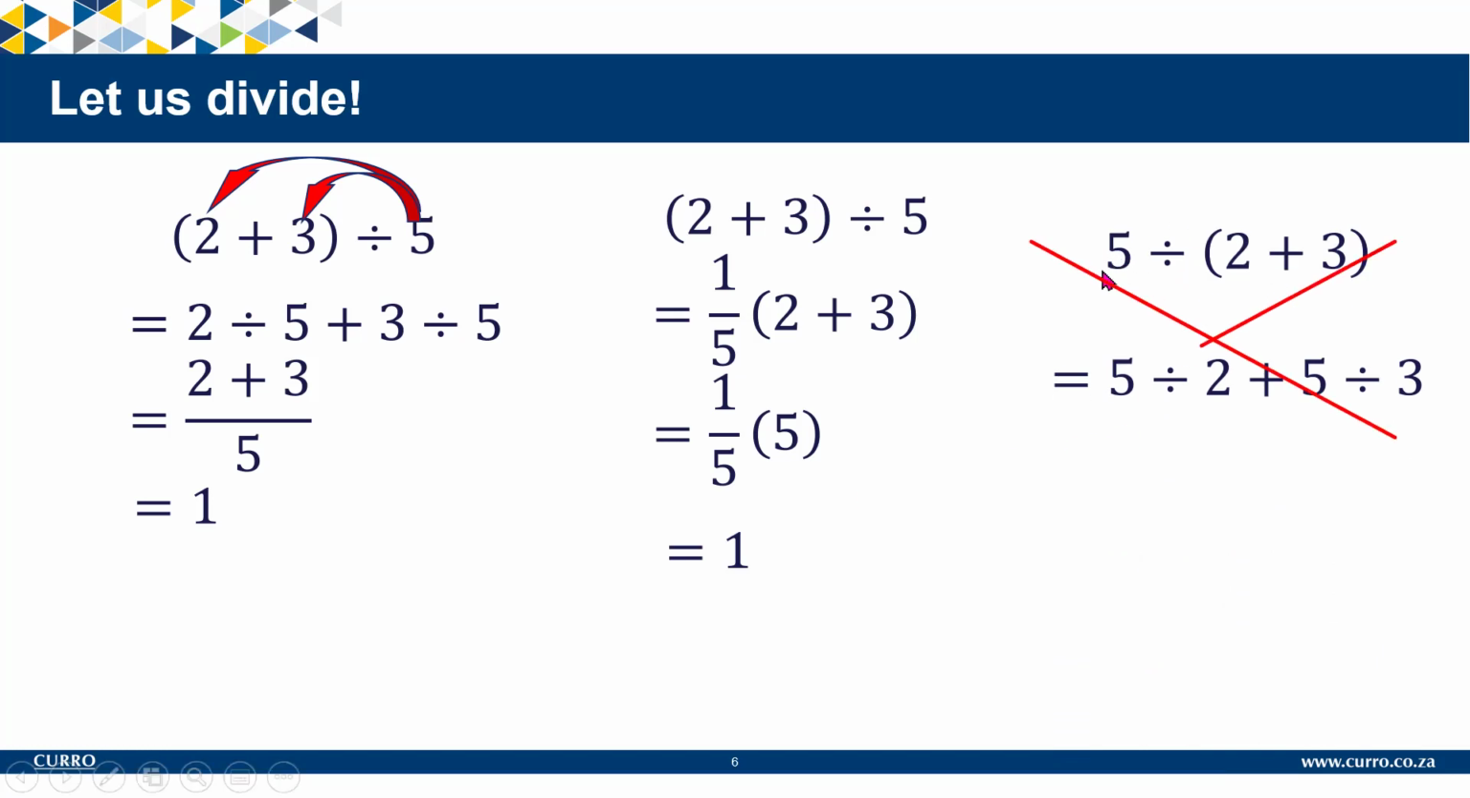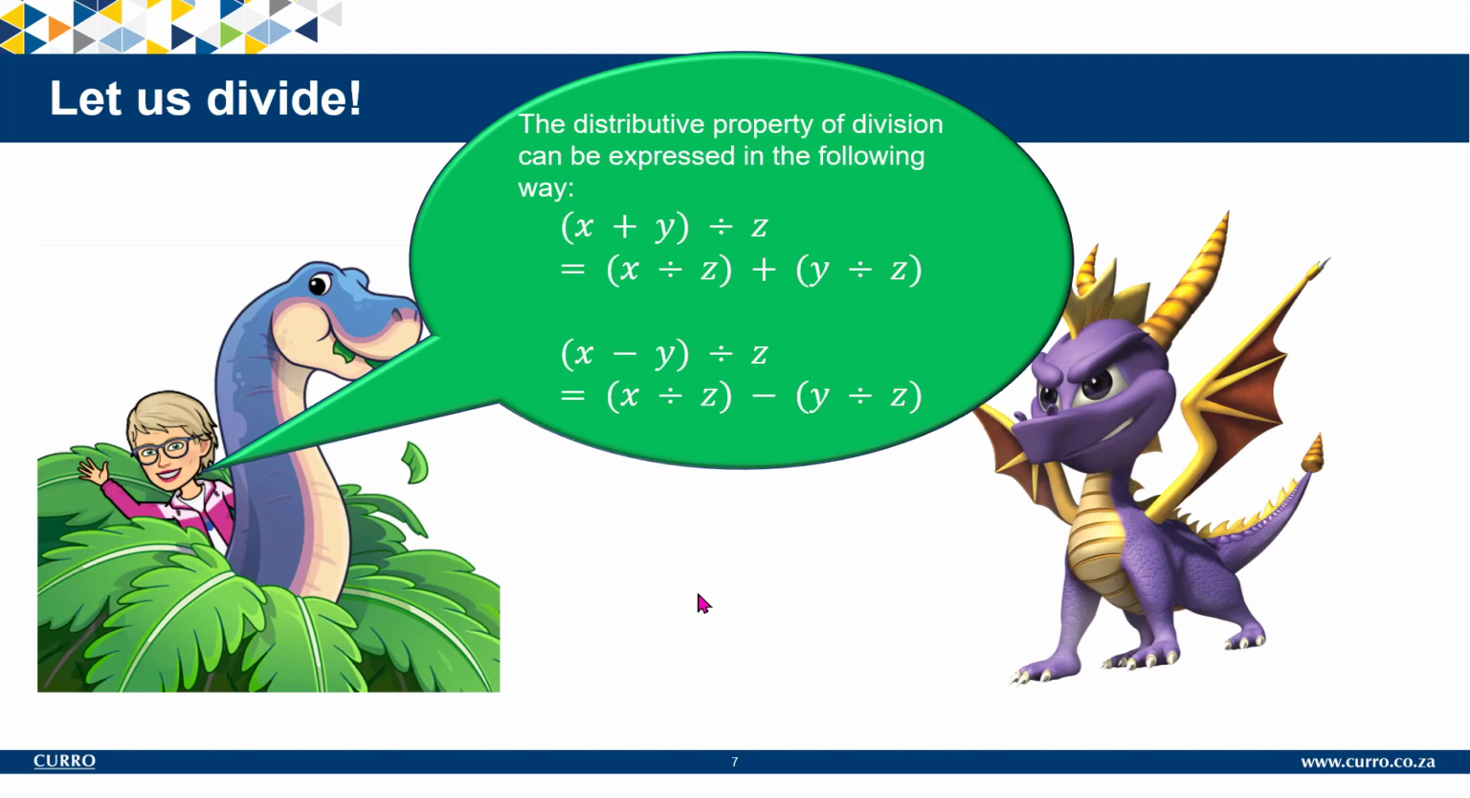Guys, but this does not work. Do you see 5 is now on the left side of the bracket, and division is not left distributive, but right distributive. We cannot say 5 divided by 2 plus 5 divided by 3. That will give you a totally different answer to this one. So note the difference. The distributive property of division can be expressed in the following way. So (x plus y) in brackets is divided by z. We can divide the x by z and the y by z. Also, if there's subtraction in the bracket, then we'll just subtract the two terms.